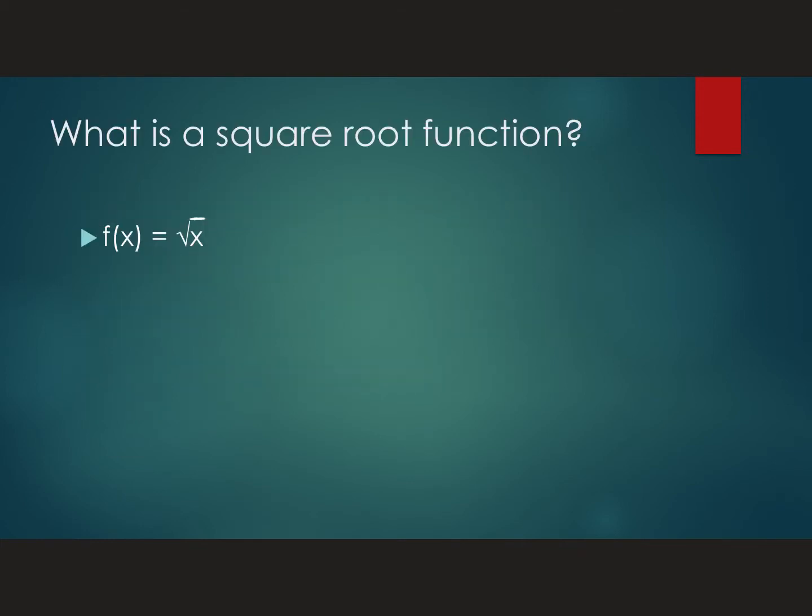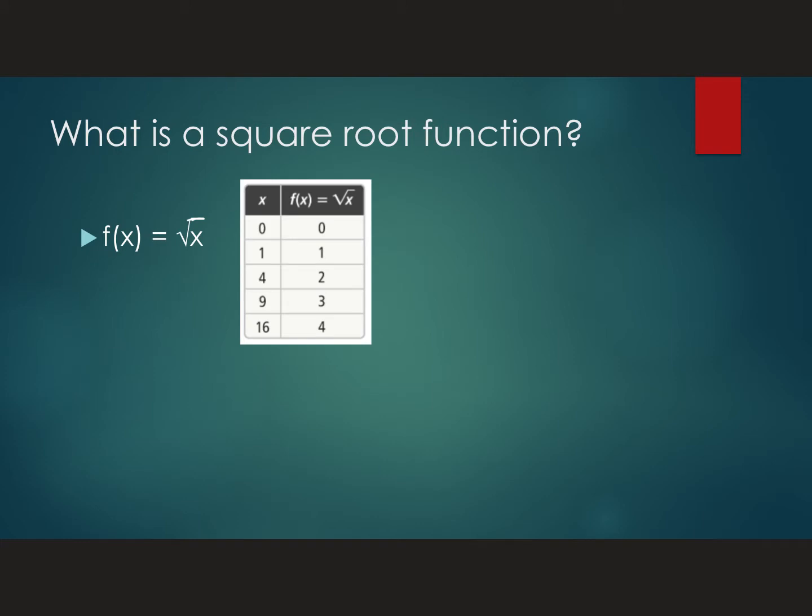So the first question is, what is a square root function? A square root function looks like this. We have f of x equals the square root of x. In order to figure out exactly what that looks like, make a table of values for it. So we see if x is 0, the square root of 0 is 0. If x is 1, the square root of 1 is 1.